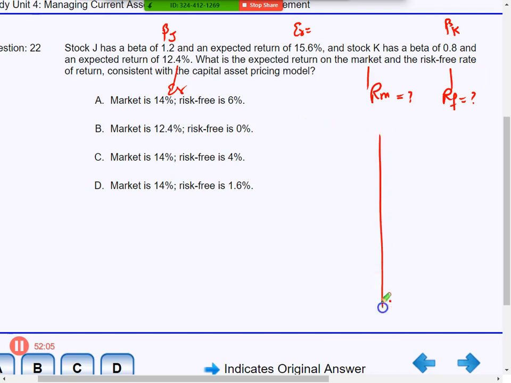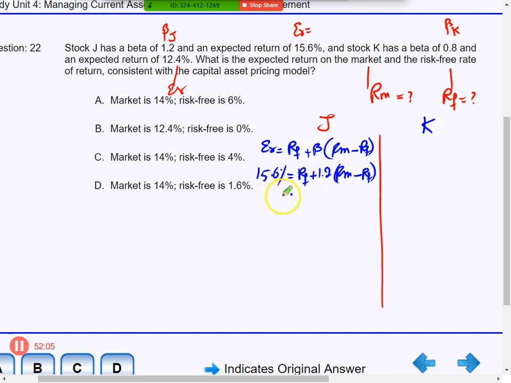So we have two stocks given, stock J and stock K. We have to apply the same formula for both and then solve these two equations simultaneously. We know the expected return is equal to the risk-free rate plus beta times the return on the market minus the risk-free rate. ER for J has been given as 15.6%. Risk-free rate isn't given. Beta is given as 1.2. Return on the market isn't given. Risk-free rate isn't given either.